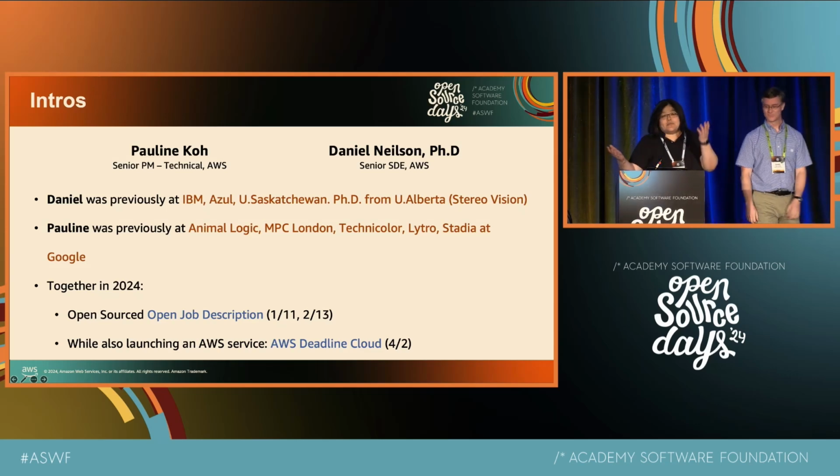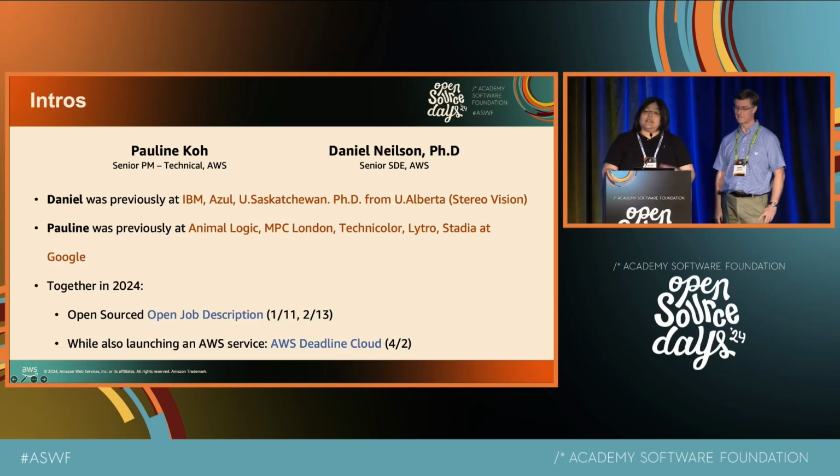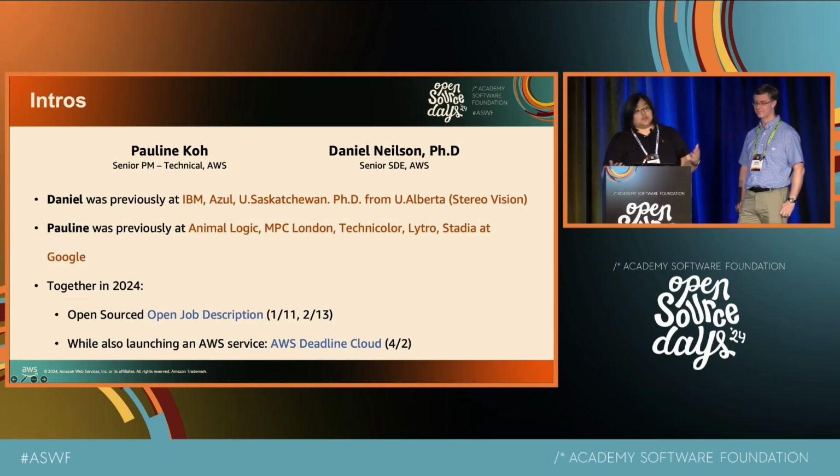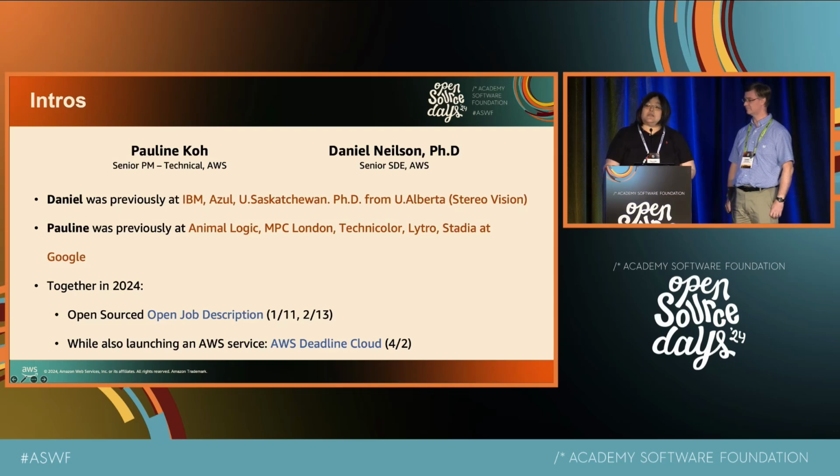Yep. And as you've heard before, I'm Pauline Koh. I'm a senior technical product manager at AWS. My previous background was mostly in visual effects and feature animation, production services companies, and startups, both small and large. Small ones like Google, for example. Together with Daniel, we open sourced Open Job Description, first the specification in January, then we followed up with a toolkit release in February, and then 2 months later, on April 2nd, we also launched AWS Deadline Cloud as well. So busy time this year.